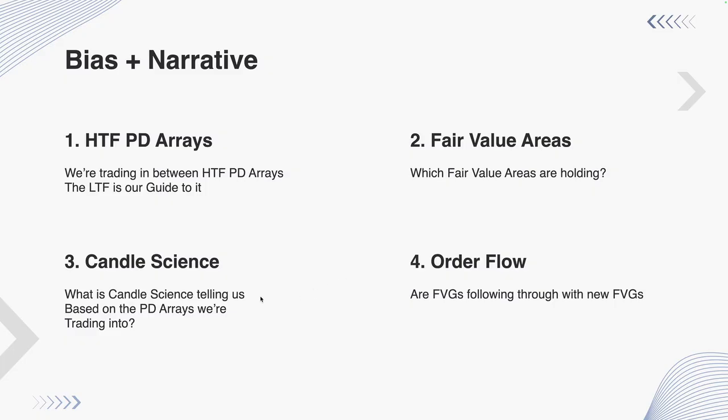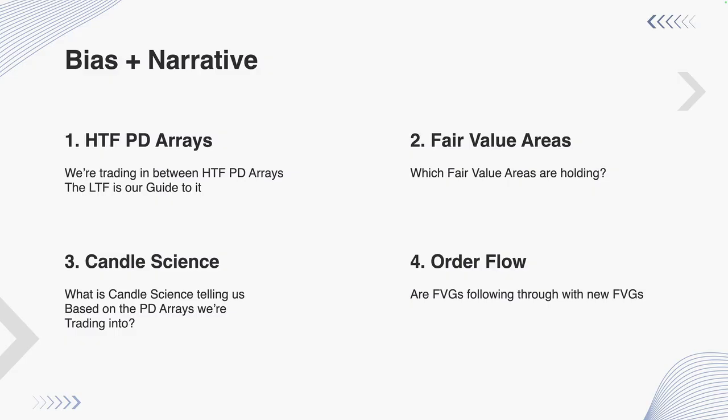Then right there, the next component is candle signs. What are candle signs telling us, based on the PD arrays we are trading into? So on the 1 hour, 4 hour, we might trade into certain PD arrays, we might trade into certain highs. Are we sweeping those highs? Are we holding? What is the 2 candle rejection doing? Every single little detail about candle signs that we have gone over thus far, that is what we need to take into account.